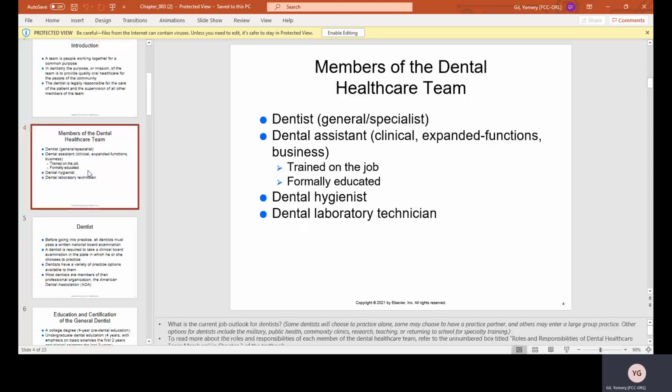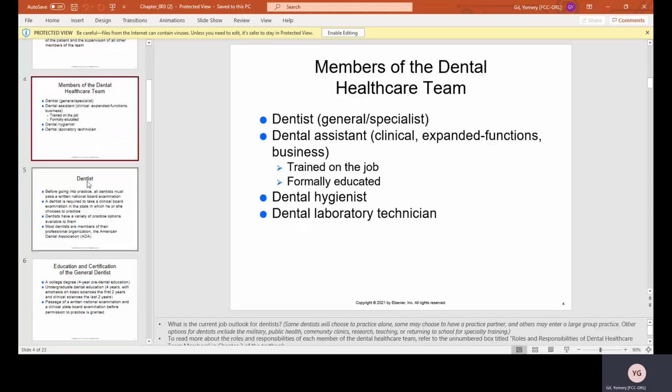They can be trained on the job or they can be formally educated. A dental hygienist and a dental laboratory technician. Keep in mind that not all offices have a dental laboratory technician on site. Sometimes the dentists have to send their work out to an actual lab to get any repairs done or anything like crown and bridge work or temporaries done.